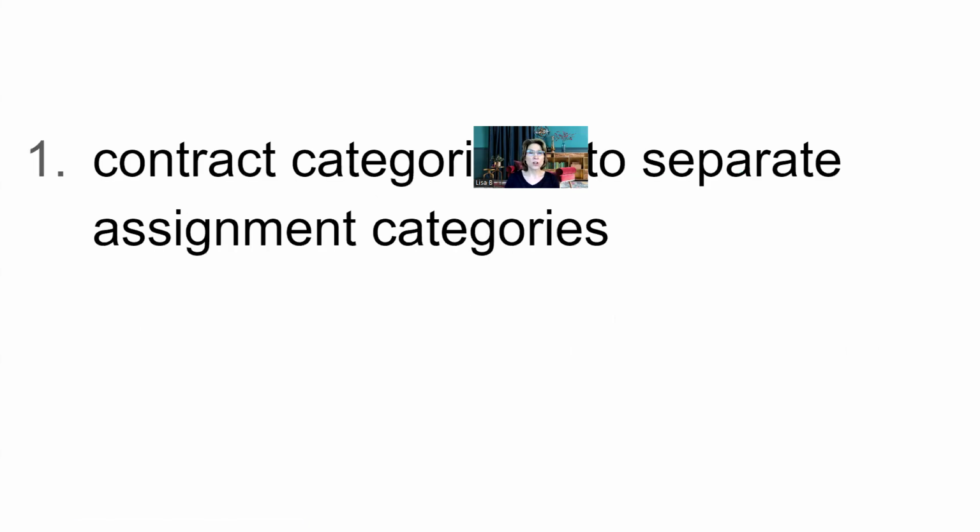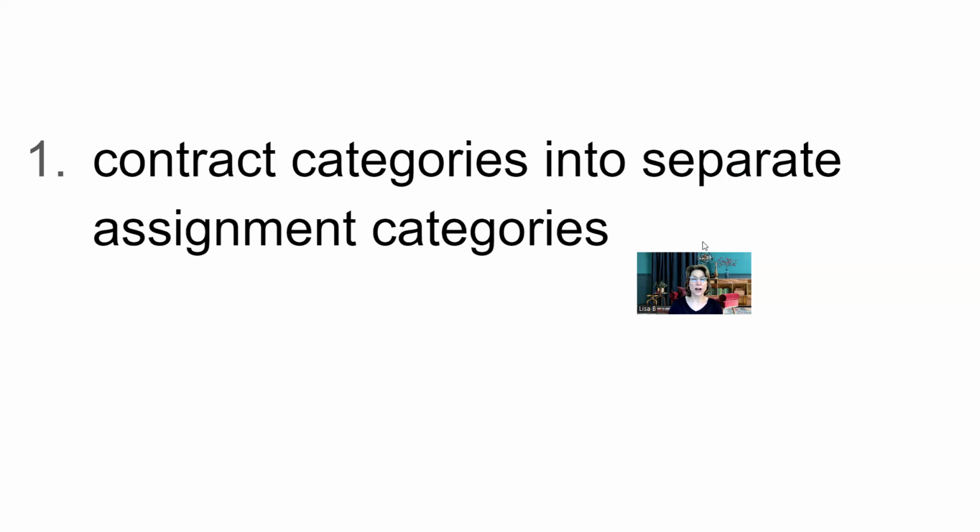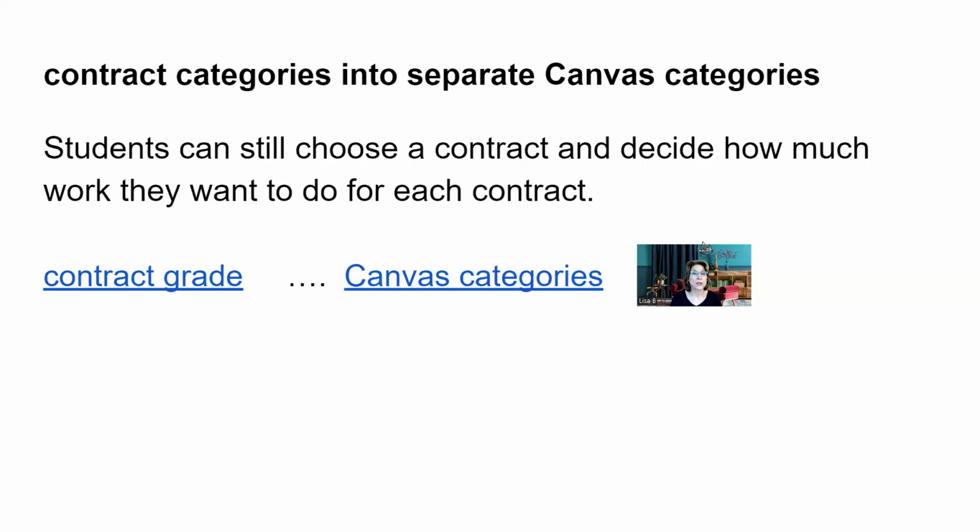All right, so first of all, contract categories. I took the contract categories that you needed to do for a 4.0, a 3.0, and so on, and I moved those into separate assignment categories in Canvas. So students can still choose the contract they want to work on. They can still say how much they want to do.